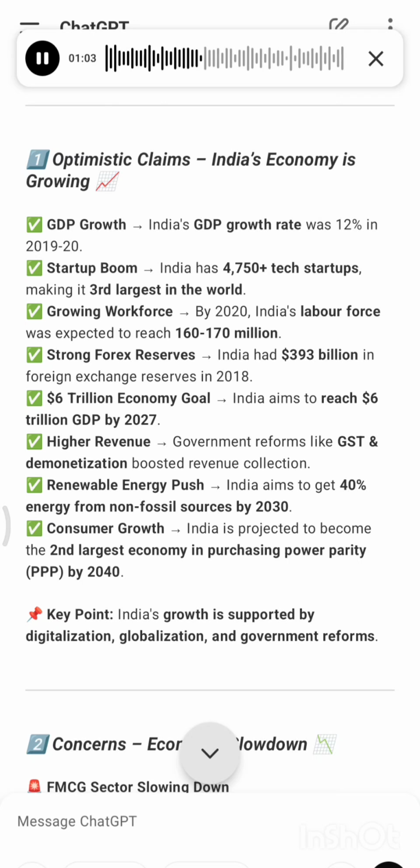Renewable energy push: India aims to get 40% energy from non-fossil sources by 2030. Consumer growth: India is projected to become the second largest economy in purchasing power parity, PPP, by 2040. Key point: India's growth is supported by digitalization, globalization, and government reforms.